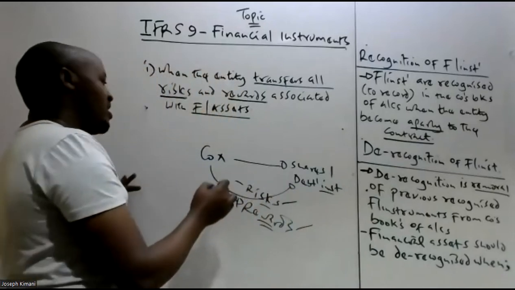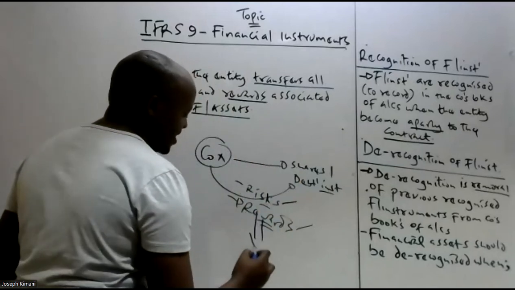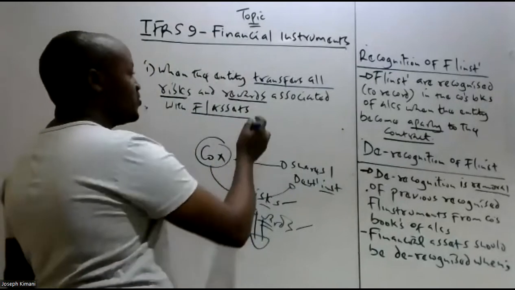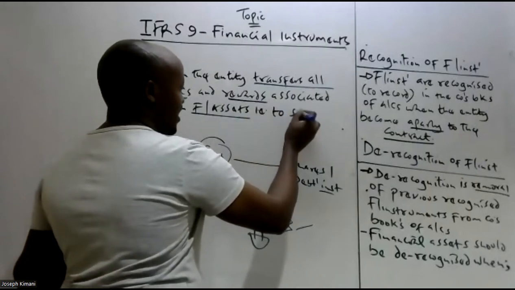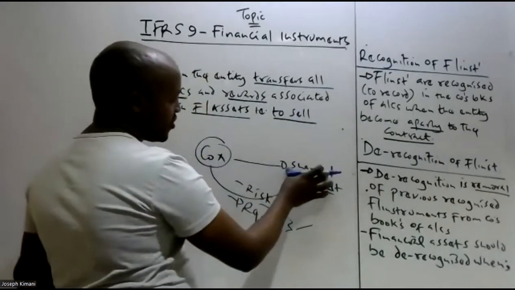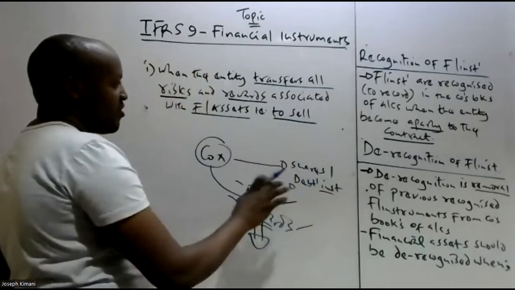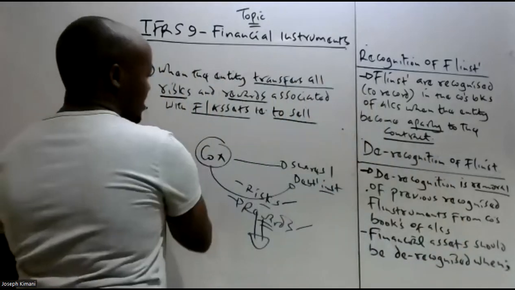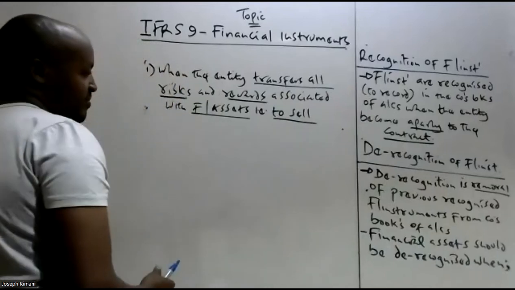So therefore, whenever this company transfers this risk and rewards, then the company should derecognize. And basically, in this case, to transfer is to sell. This company has sold all the shares or debt instruments it had previously acquired. In such a case, we say that the company has transferred all the risk and rewards associated with the financial asset to another entity or another party.